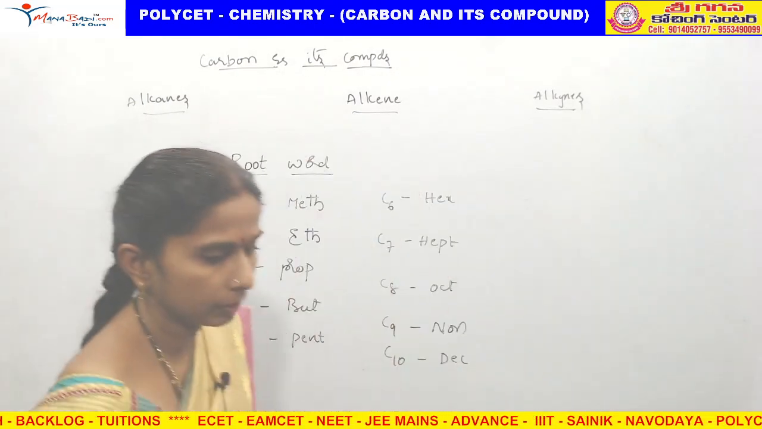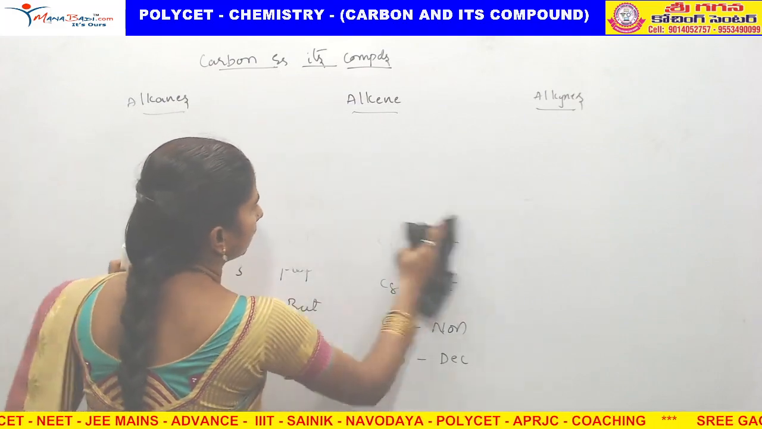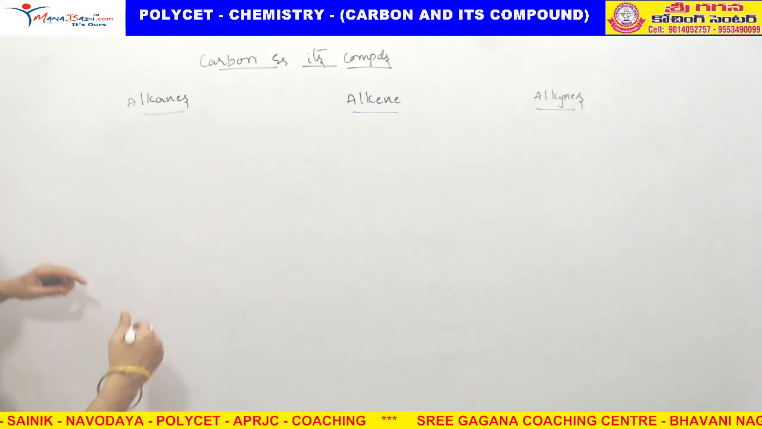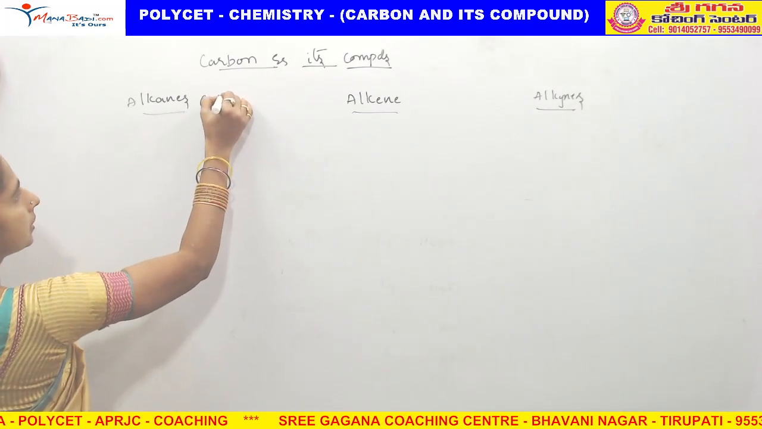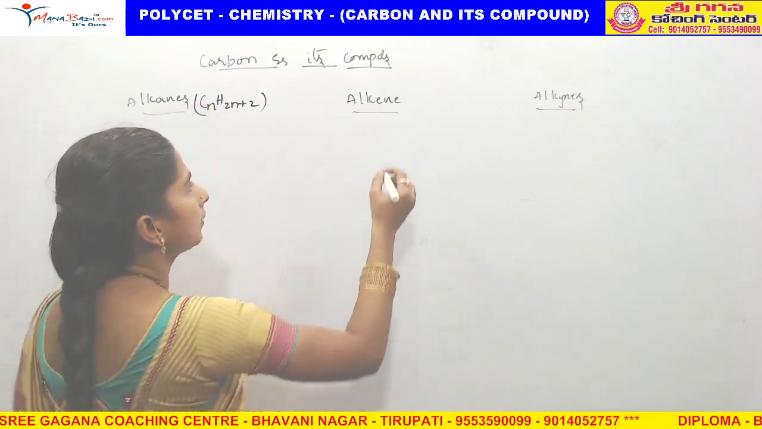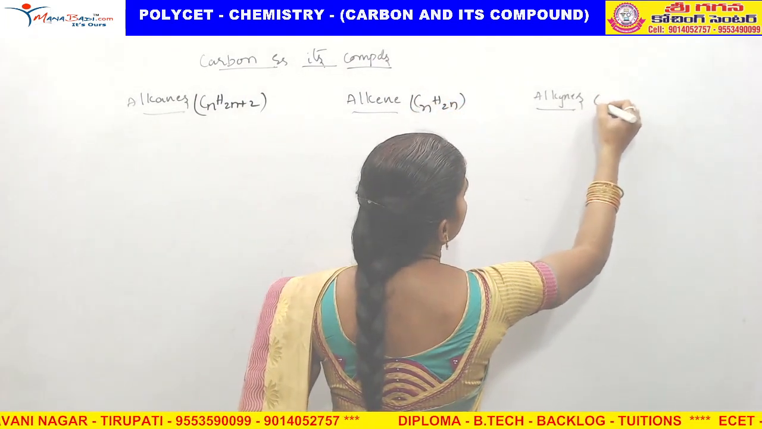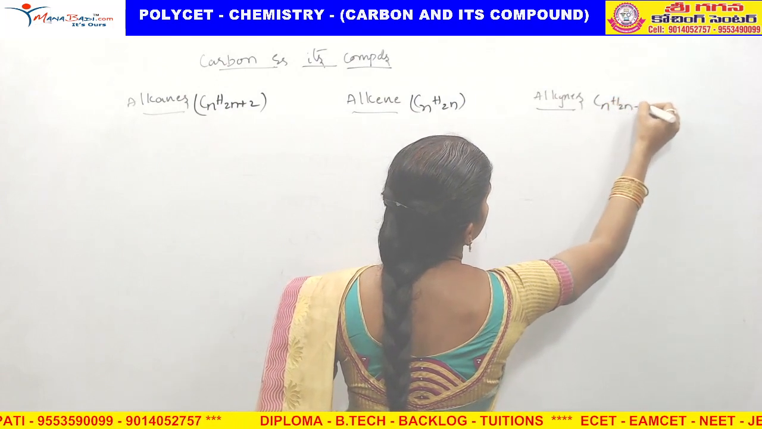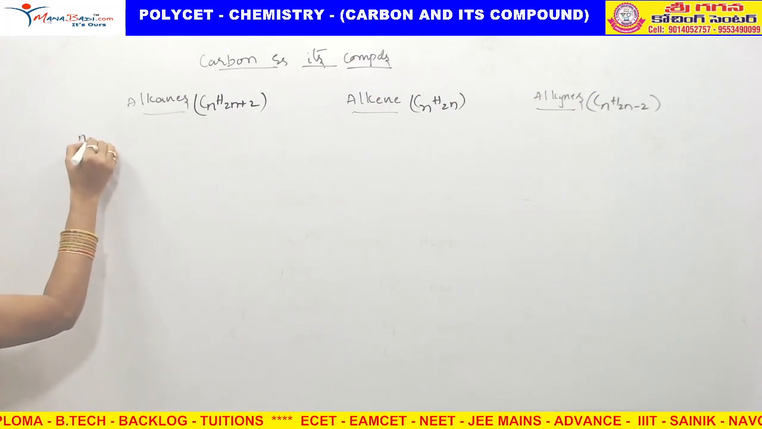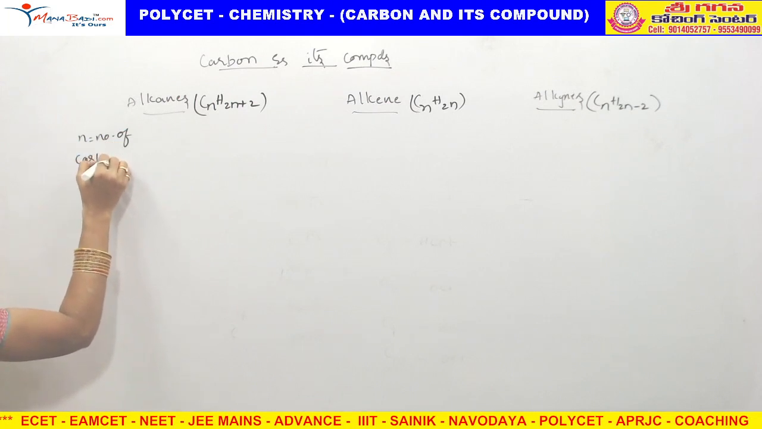How can we call that? So I hope you have copied it. And come to the alkane. What is the alkane general formula? We already discussed: alkane general formula is CnH2n+2, right? Alkene general formula is CnH2n, that you also know. Alkyne general formula is CnH2n-2, right? Now n means the number of carbons.